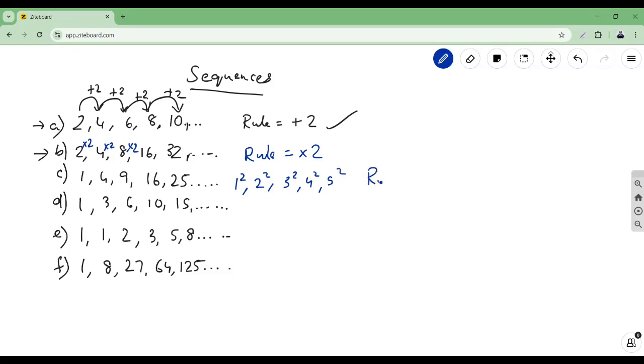So the rule is what? Square the number. Square of the position. Position means the first position means 1. Position 1, 1 square. Position 2, 2 square. Position 3, 3 square. So square of the position. That's the rule. Now coming to the next one, what will happen?